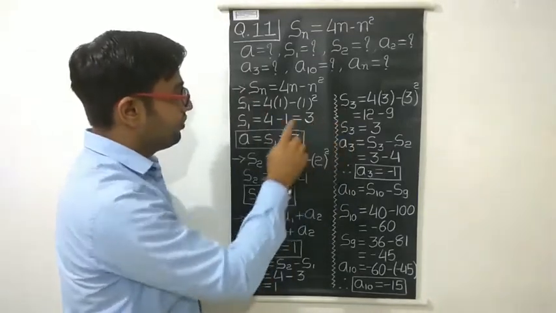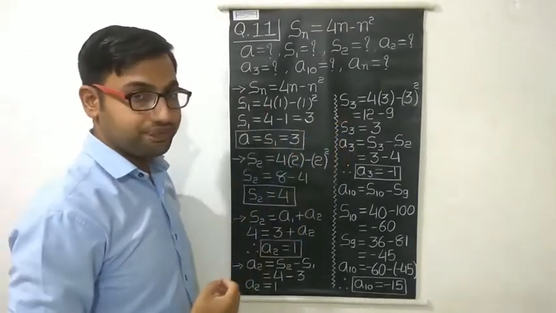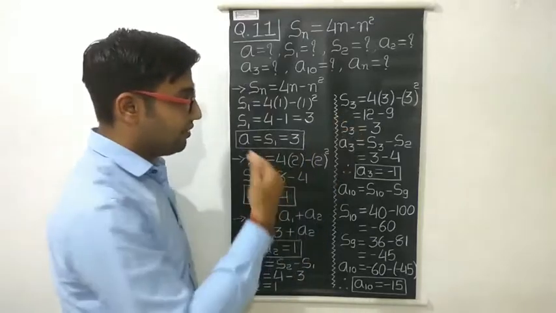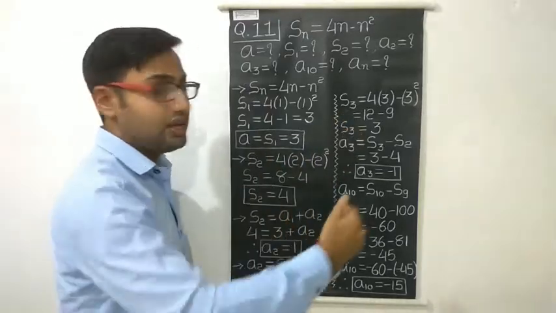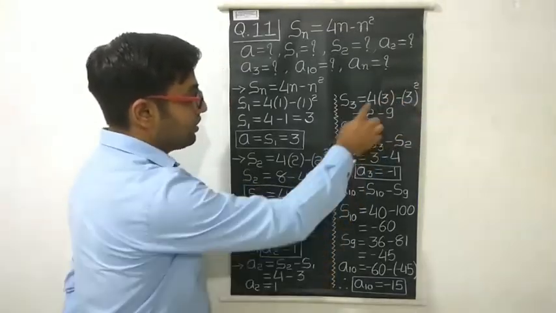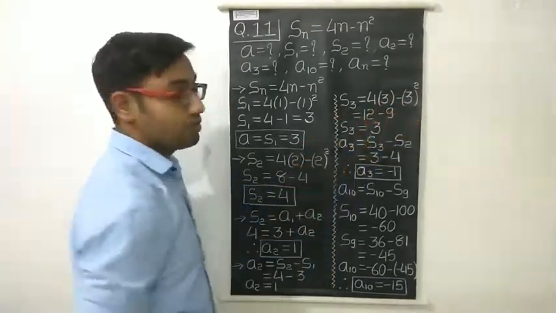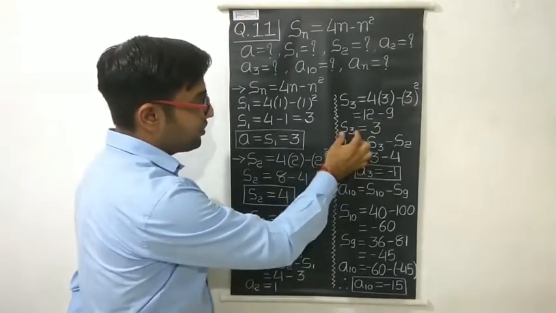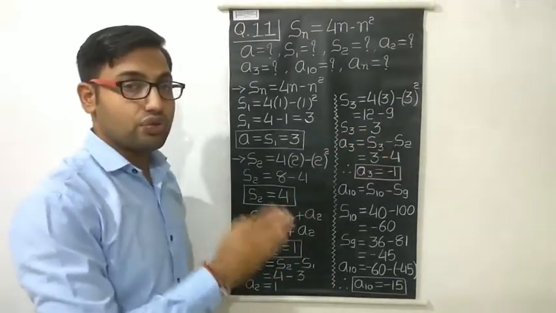S3. Now use this formula for n equals 3. In this way we get the value of the first three terms. So S3 is equal to 4 into 3 minus 3 square. 4 into 3 is 12, and 3 square is equal to 9. So the sum of the first three terms is equal to 3.